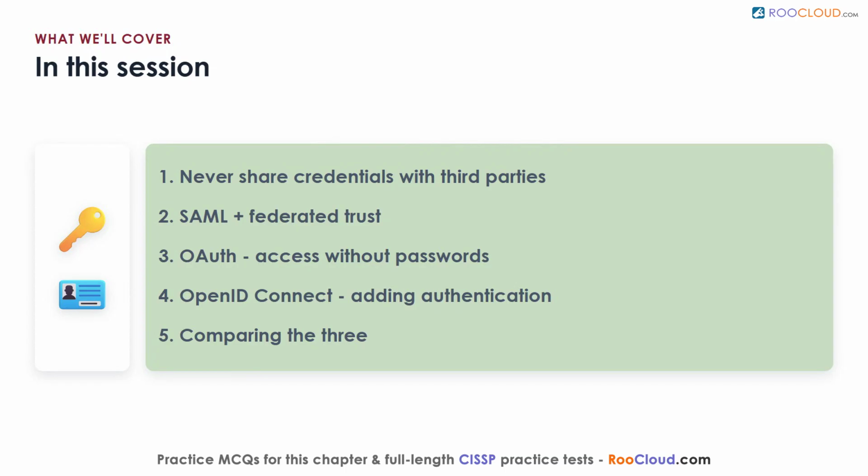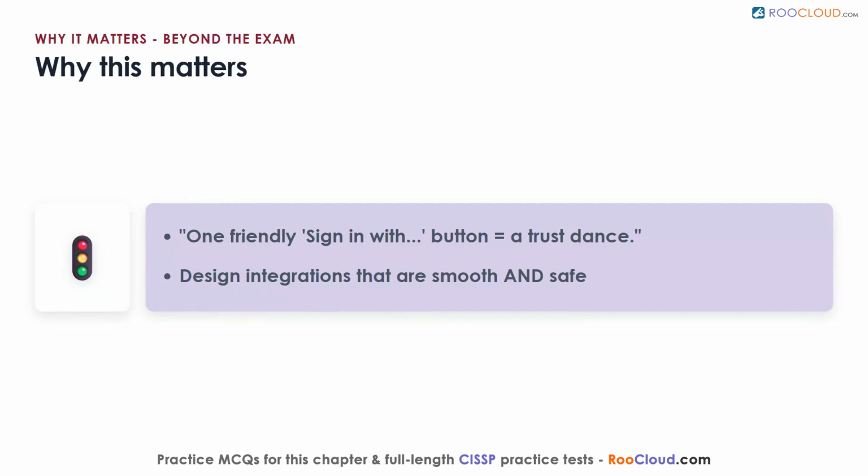Why should you never hand your credentials to a third party? How does SAML let organizations trust each other? How does OAuth share access without sharing passwords? How does OpenID Connect add authentication on top? And how do these three compare? Why does this matter beyond the exam?